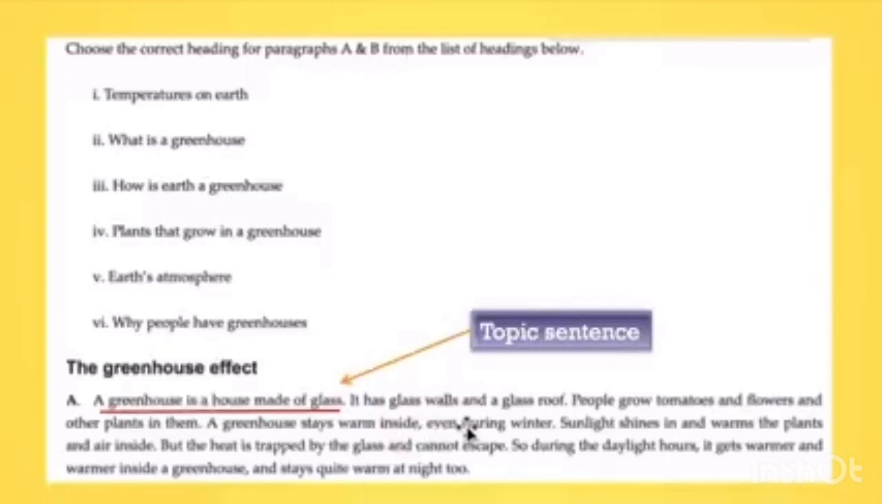It has glass walls, glass roof. People grow tomatoes and flowers and other plants in them. A greenhouse stays warm inside even during winter. Sunlight shines in and warms the plants and air inside. But the heat is trapped by the glass and cannot escape. So during the daylight, it gets warmer and warmer inside a greenhouse and stays quite warm at night too.